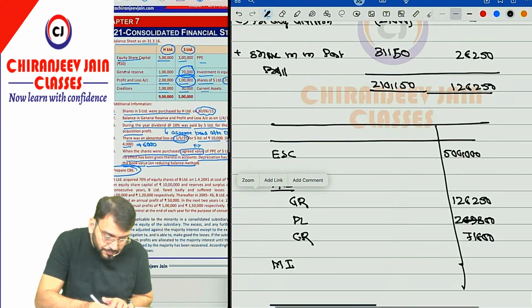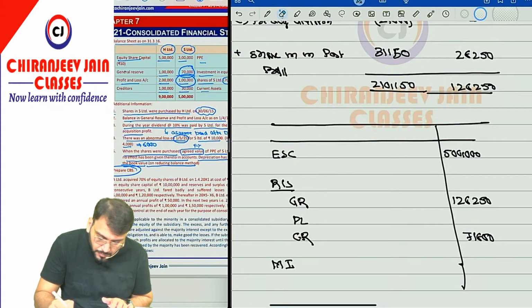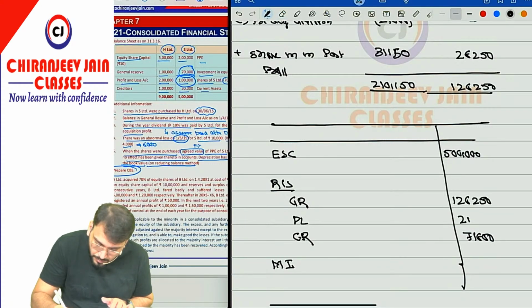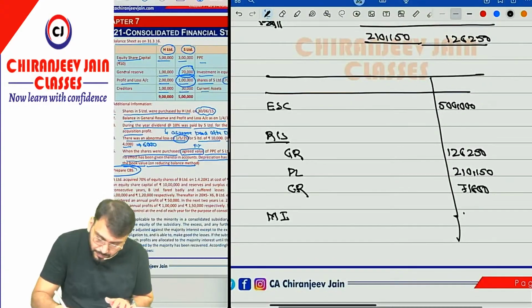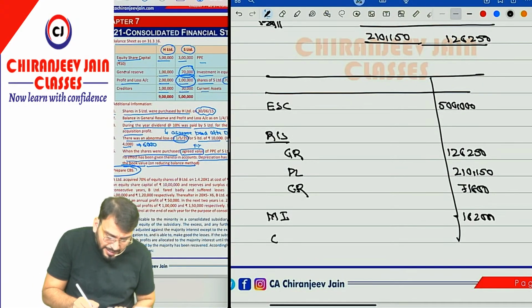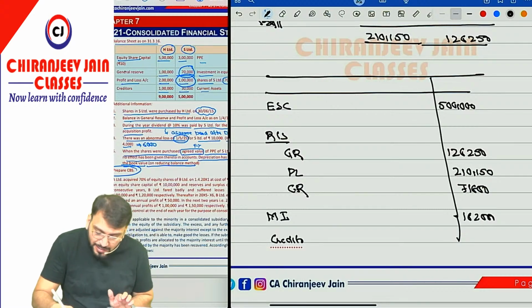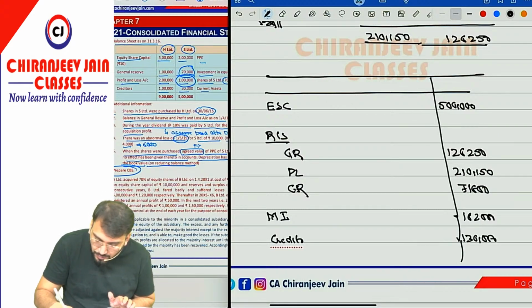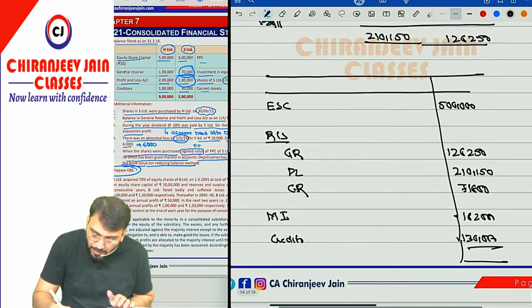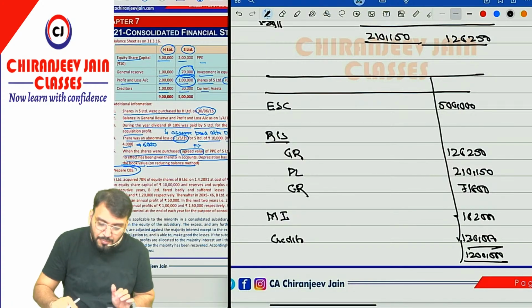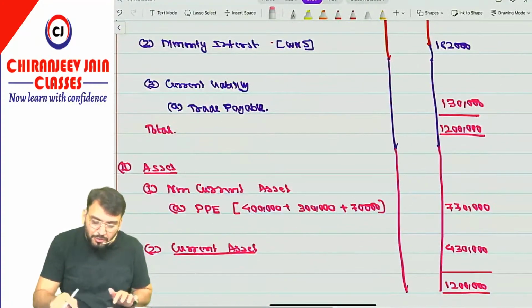This is 2 lakh. My interest will come 1,62,000. And there is one creditor. Creditor will come plus because no adjustment is there. So 1,30,000 it will come. What is the total balance? Tell me. 5 lakh plus 1,26,250 plus 2,10,150 plus 71,600 plus 1,62,000 plus 1,30,000. So it is coming 12 lakh. Let's see my solution. It is coming 12 lakh.